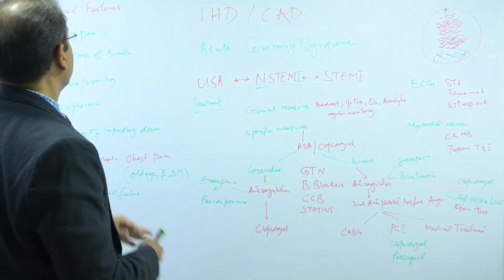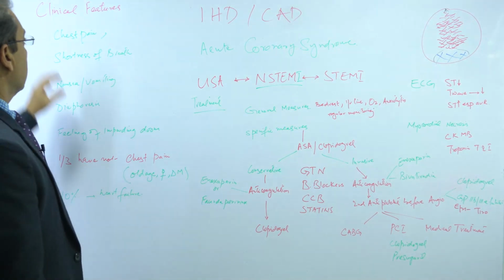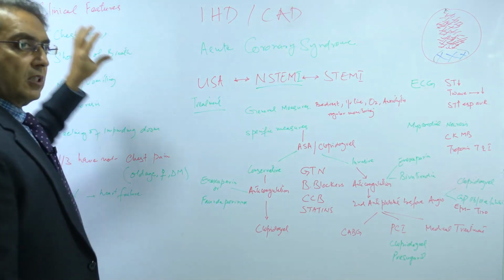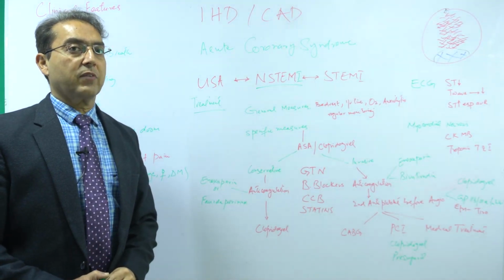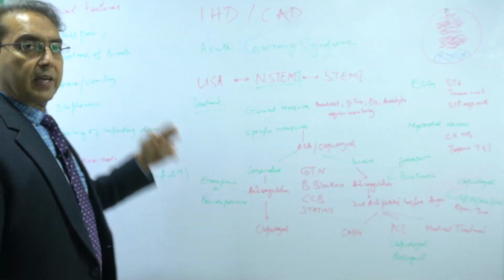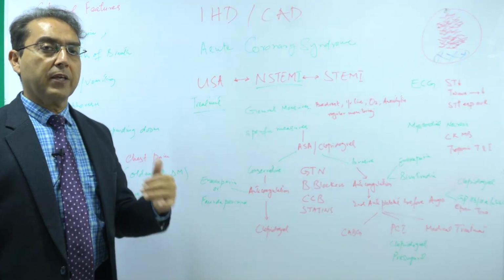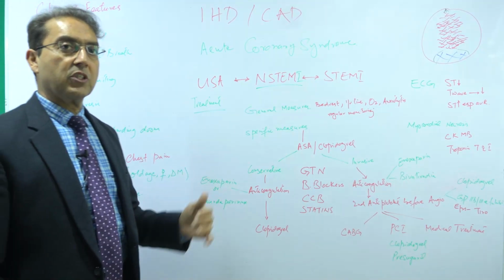Now see the clinical features. Clinical features are the same as we discussed in chronic stable angina. The patient has chest pain. But you see the chest pain is slightly more severe than the chest pain seen in angina. Another important feature is that this pain may come on at rest. In chronic stable angina, the pain usually comes with activity or maneuvers which increase the heart rate.